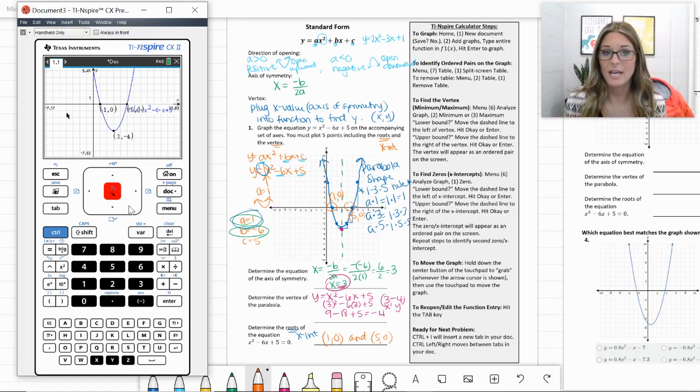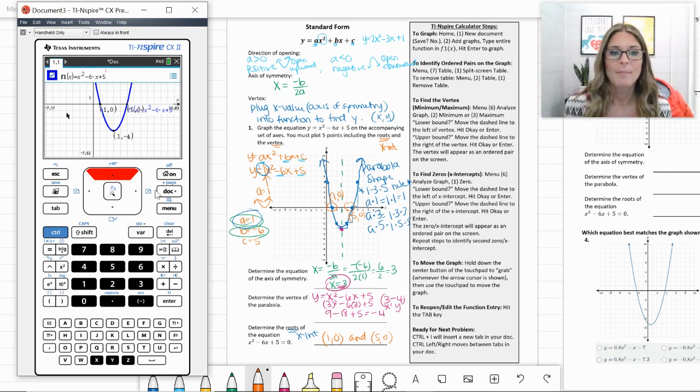Okay, let's say I am done with this function. I'm done with this graph. I'd like to start a new one, or maybe I made a mistake. Maybe I mistyped the function into the calculator. You can hit tab, and then you'll need to arrow up if you need to edit the previous one. So you can see there we've got in the box x squared minus 6x plus 5, where I could fix it.